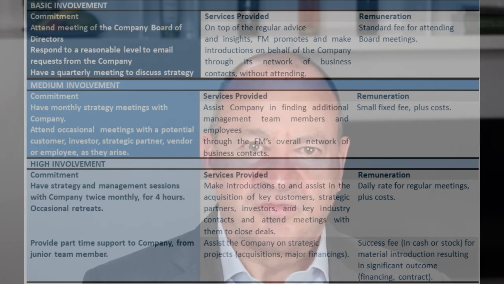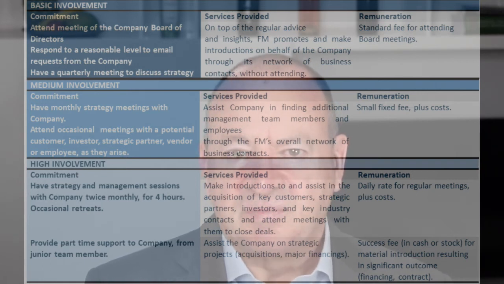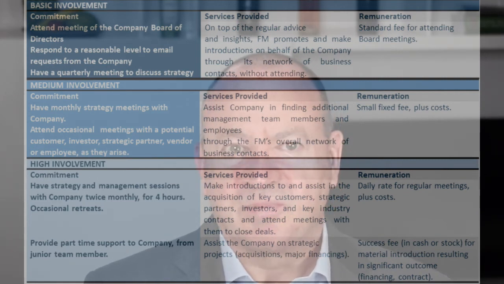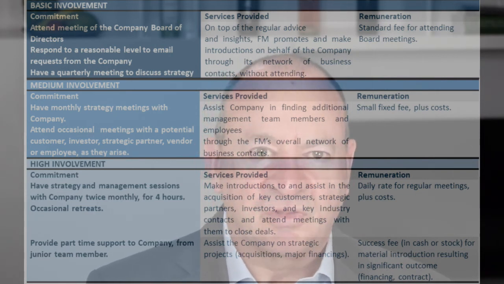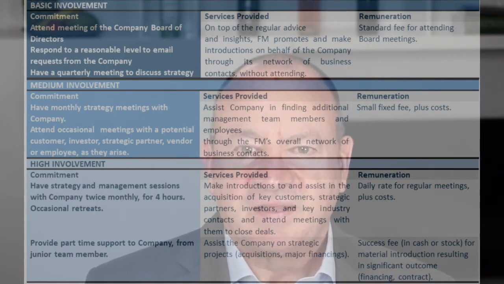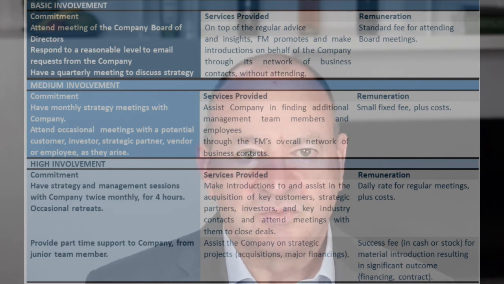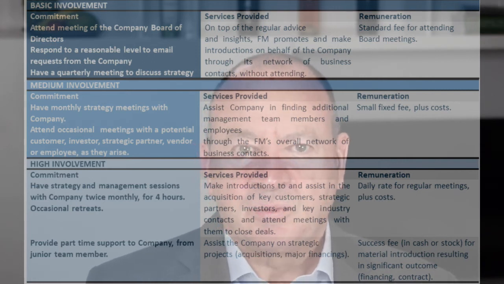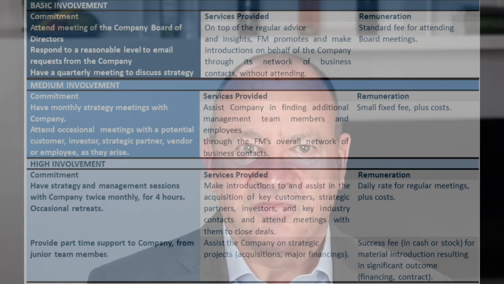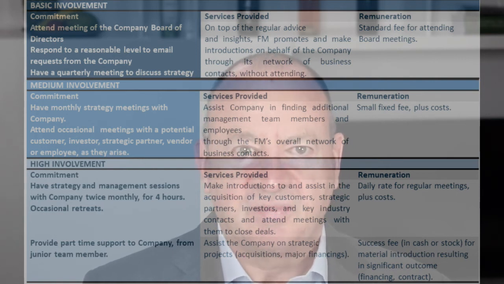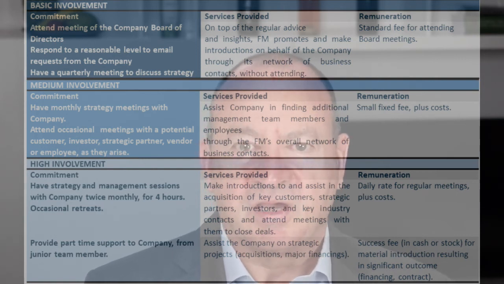So the basic involvement model I show here: we attend meetings of the company board of directors, which is the absolute minimum; respond to a reasonable level of requests to company emails, so the company will send emails saying, could you help me find this, could you help me with that, do you have any ideas about that? And then have a quarterly meeting to go into more depth and discuss strategy. We could describe that as a basic involvement. So it's going to board meetings, then 4 times a year having a half day or day meeting, and then responding to emails.